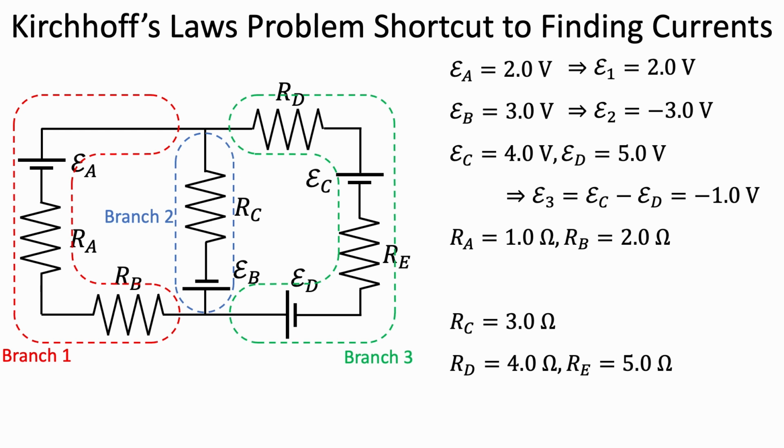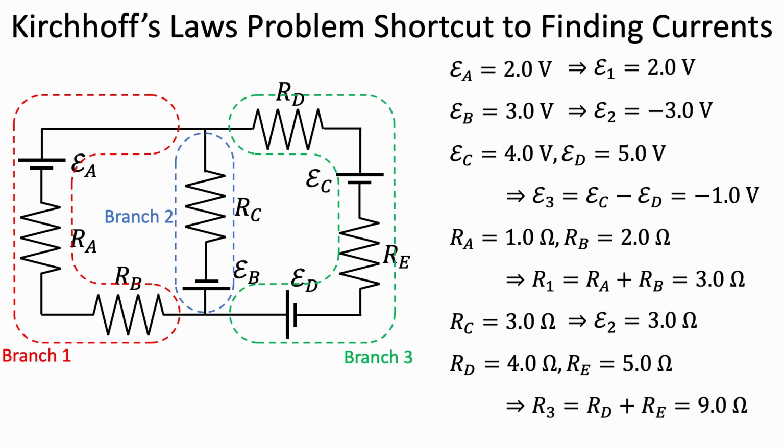Let's now think about the resistors. We can find the resistance in each branch by simply adding all the resistances in that branch. So in branch 1, we add RA and RB, and this is equal to R1, or 3 ohms. Branch 2 has only 1 resistor, RC, so R2 is equal to RC, or 3 ohms. Finally, branch 3 has 2 resistors, RD and RE, making R3 equal to RD plus RE, which is 9 ohms.